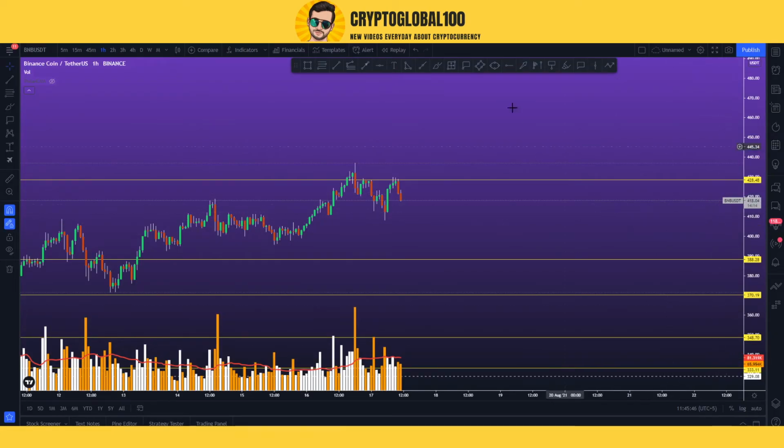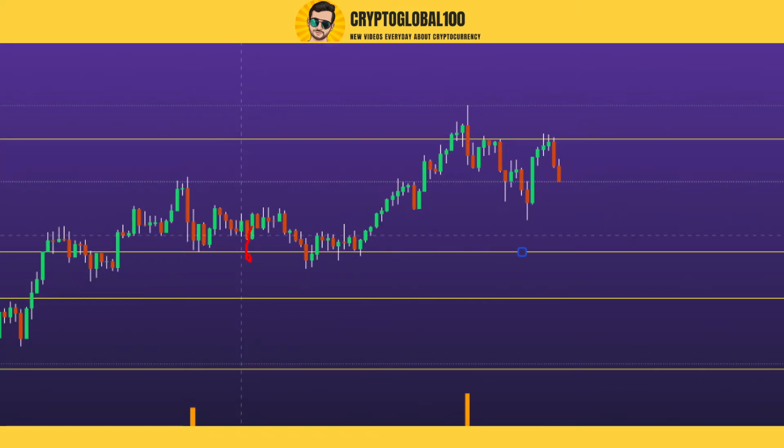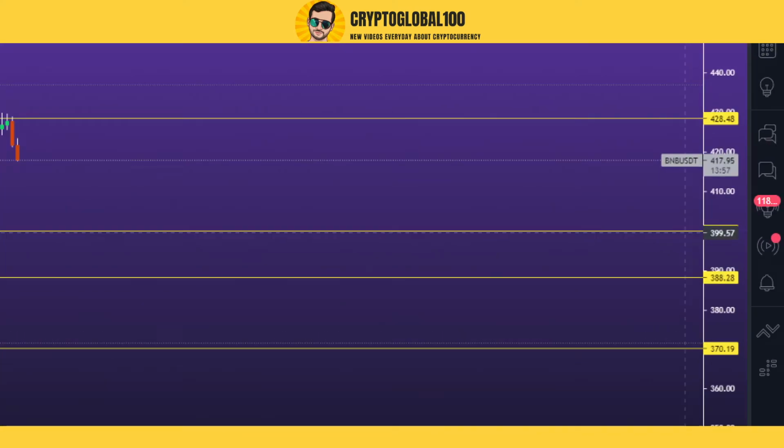Now let me show you why it is acting as a support. If we draw the levels here, let me show you. This is a swing low candle, guys. This is the first swing low candle. We saw this one rejection, we saw this one rejection. Okay, we have a rejection and accumulation at this zone, and this is the zone right on 400, guys.